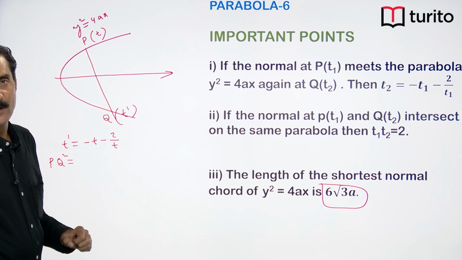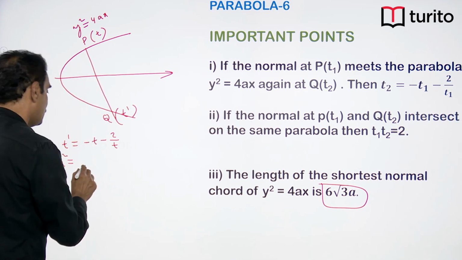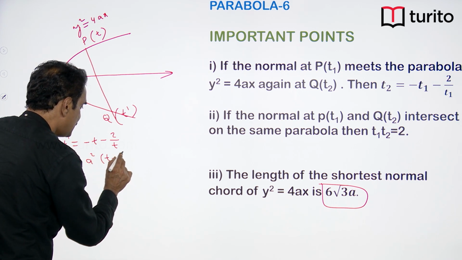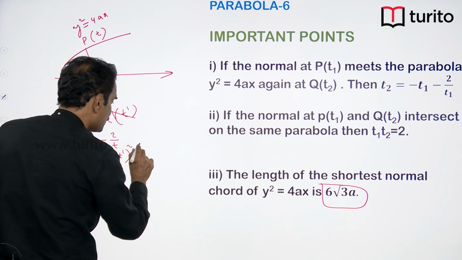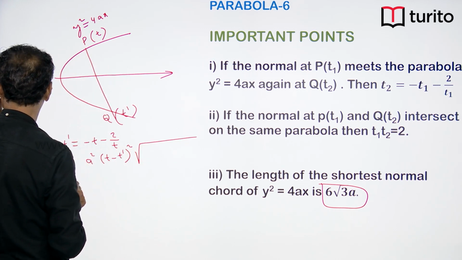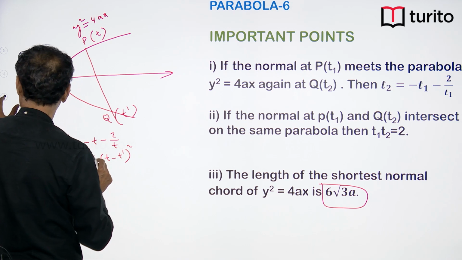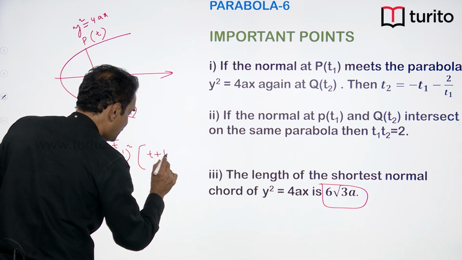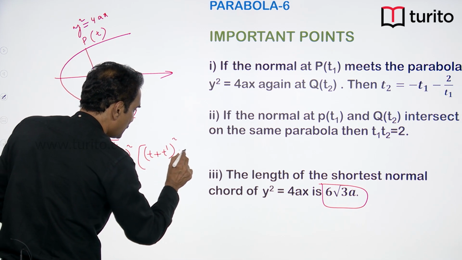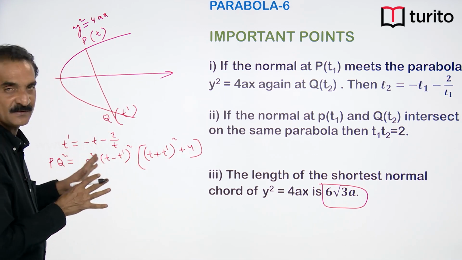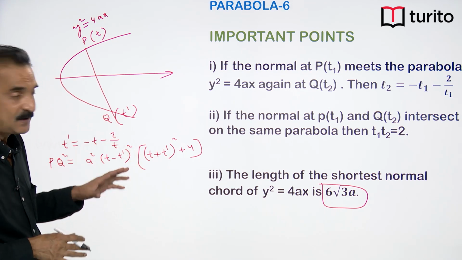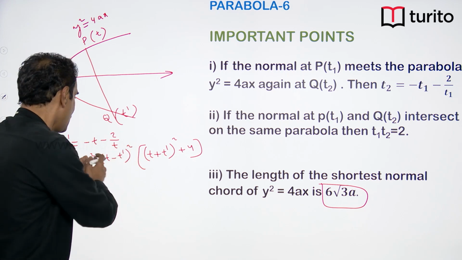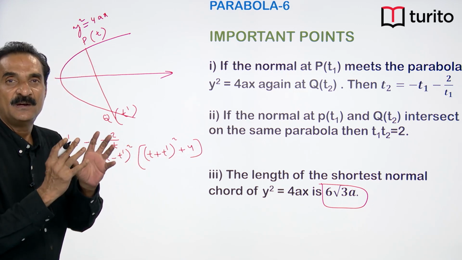If you apply the distance formula, you will get a square into (t minus t dash) whole square, into square root of, sorry, into (t plus t dash) whole square plus 4. This is just applying the distance formula. Now, substituting t dash as minus t minus 2 by t, this whole RHS will be a function of t.